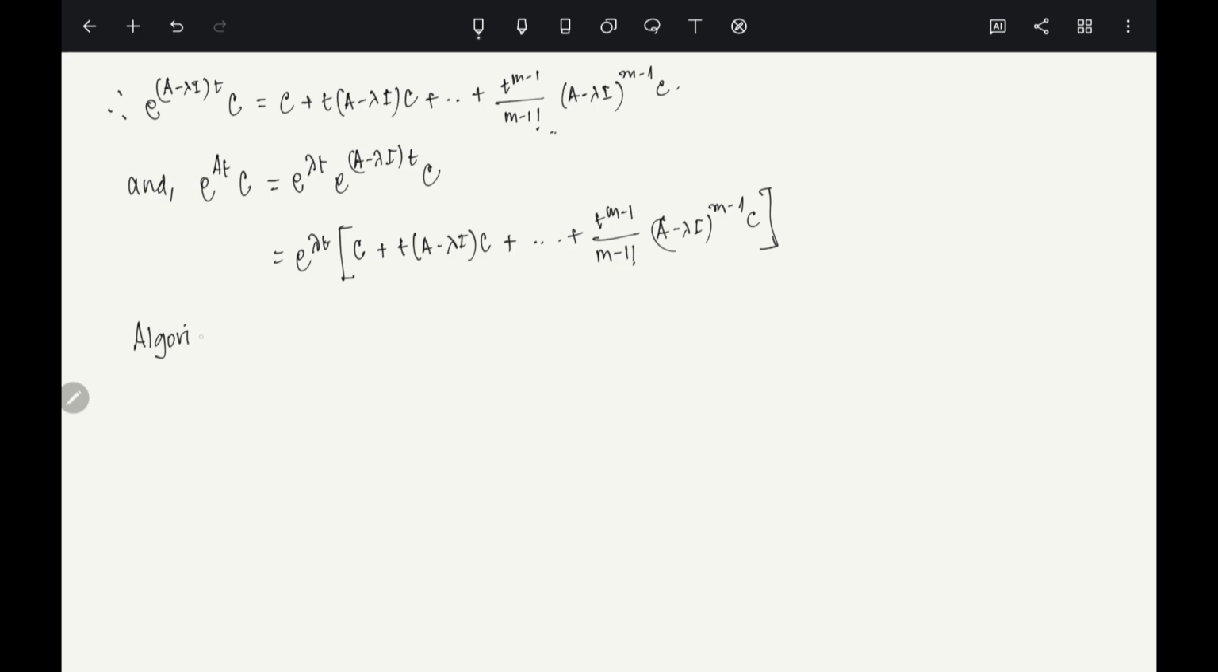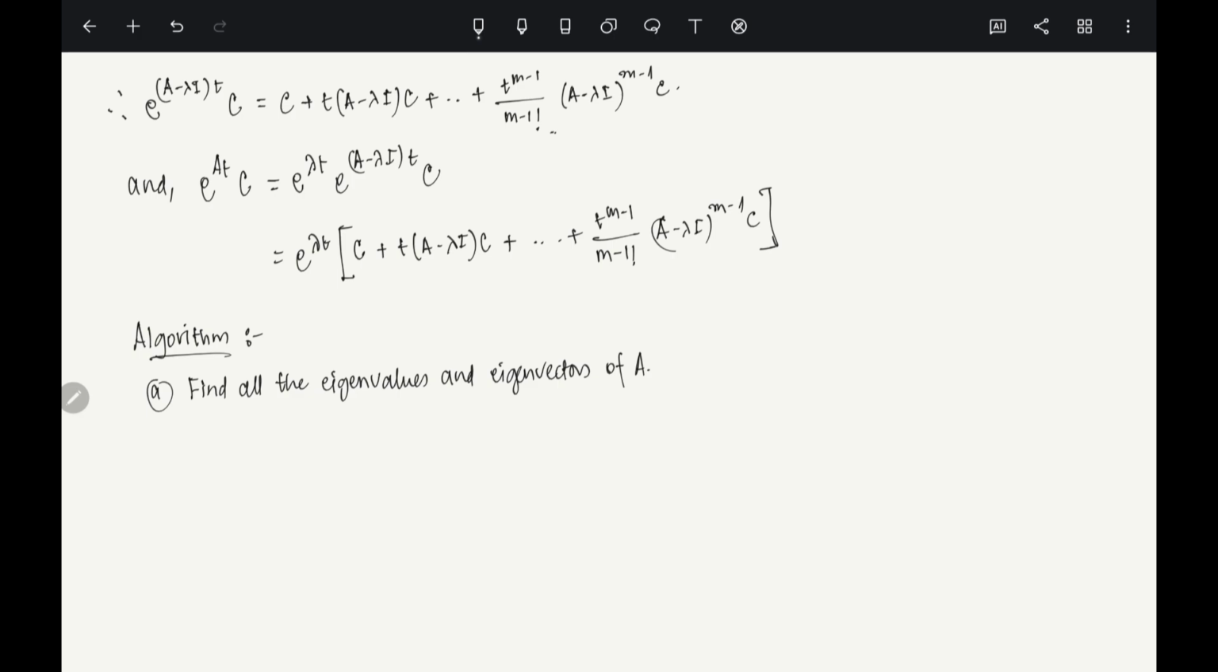Algorithm. How does it look like? So first of all, you find all the eigenvalues and eigenvectors of A, of course. Clear? So you start with that. So first find everything.